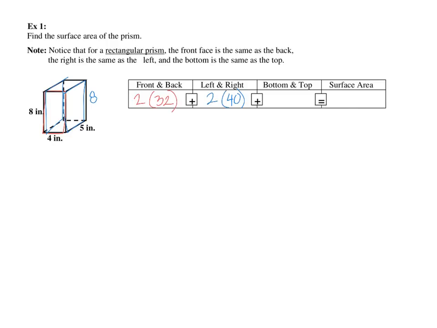Then there's the bottom and the top. I have the bottom, and I have the top. The area of the bottom is 4 times 5, which is 20. And how many of those are there? There's 2. So what do all these values add up to together? And we get 184 square inches. Once again, you can draw a net if you like.